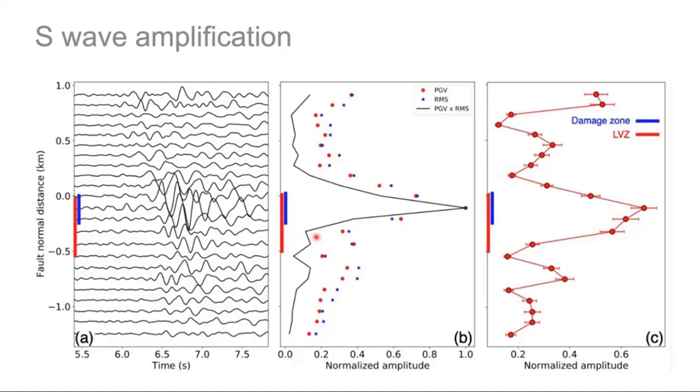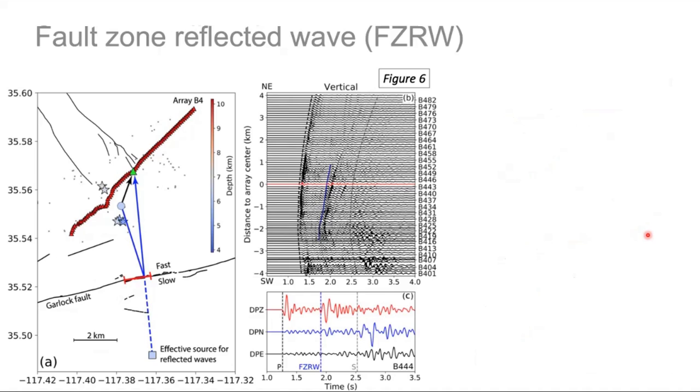This amplification pattern is consistently seen from many events, as the red curve in panel C depicts the amplification pattern averaged over many candidate events. In recordings of array B4, we observe strong and coherent secondary arrivals between the P and S arrivals that are likely P waves being reflected from the Garlock fault interface. One example is shown in this figure for an event in the colored circle. P and S arrivals are depicted by the dashed curves, while the reflected arrivals are over here.